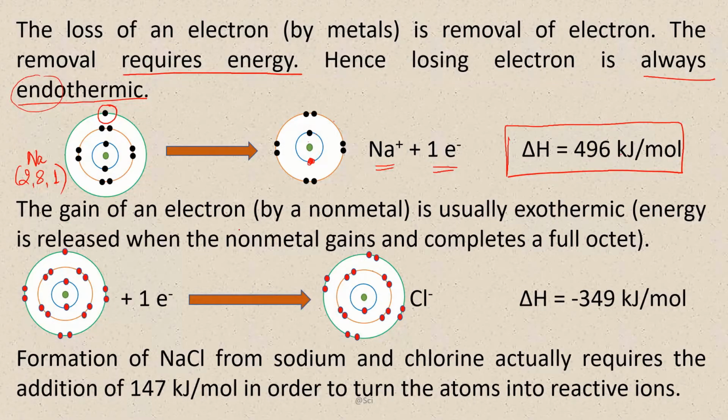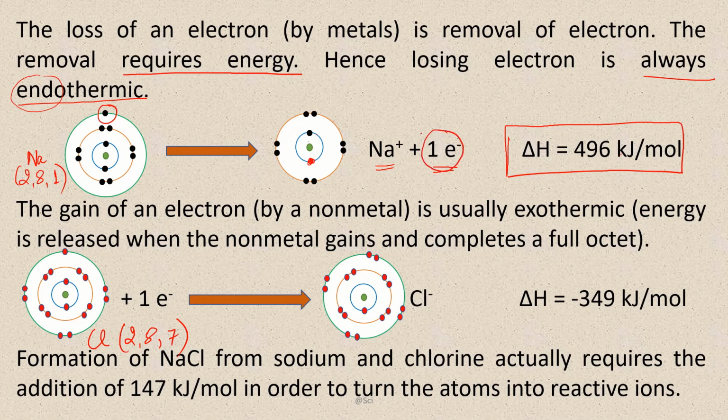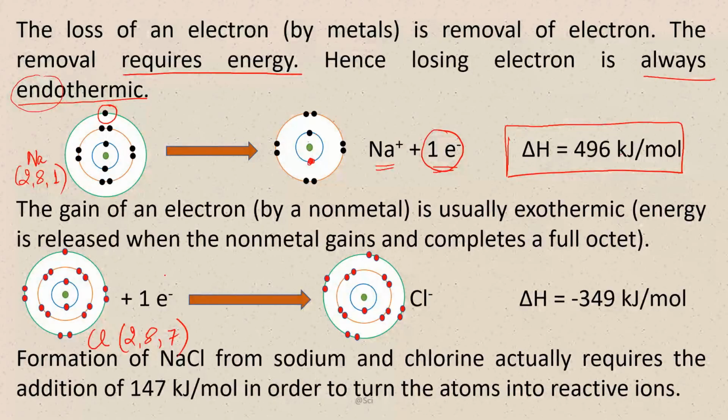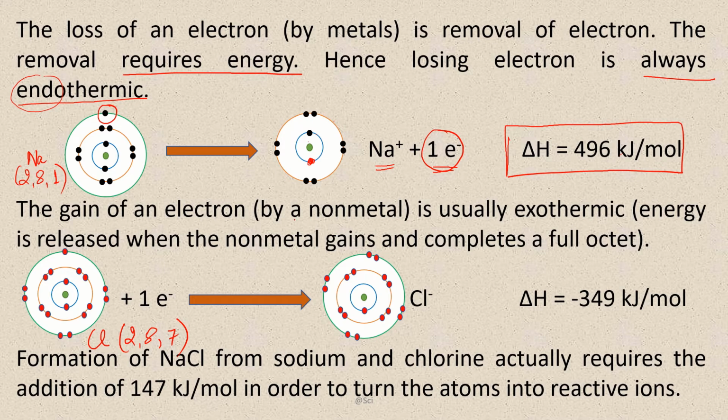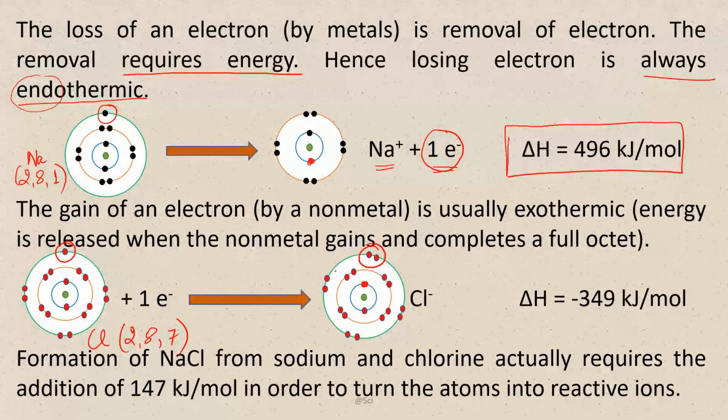Now the gain of an electron. This is a non-metal, chlorine, it is 2, 8, and 7. So the one electron that was lost by sodium gets added to chlorine. When the gain of an electron happens by a non-metal, it is usually exothermic. That is, energy is given out when the non-metal gains an electron and completes a full octet. So when this one electron is taken by chlorine, you will see that now there are 8 electrons in the outermost shell. Initially this was an unpaired electron, but now it is a paired electron.